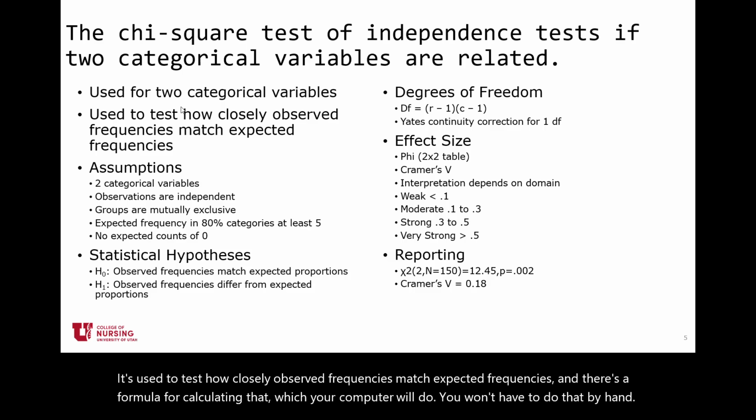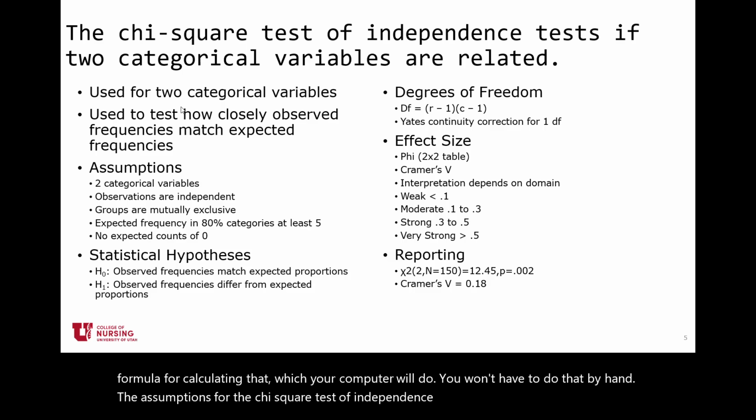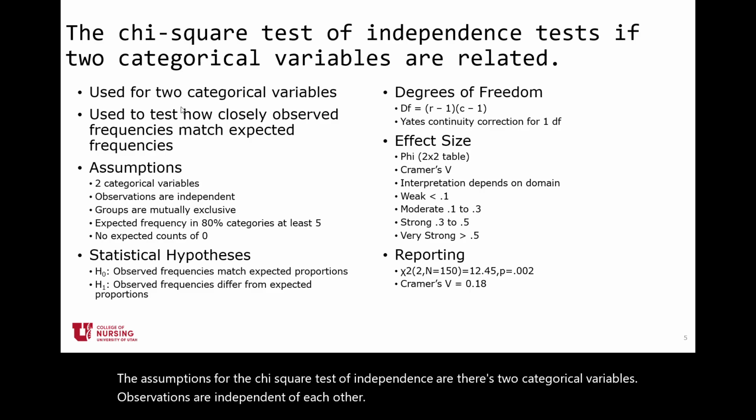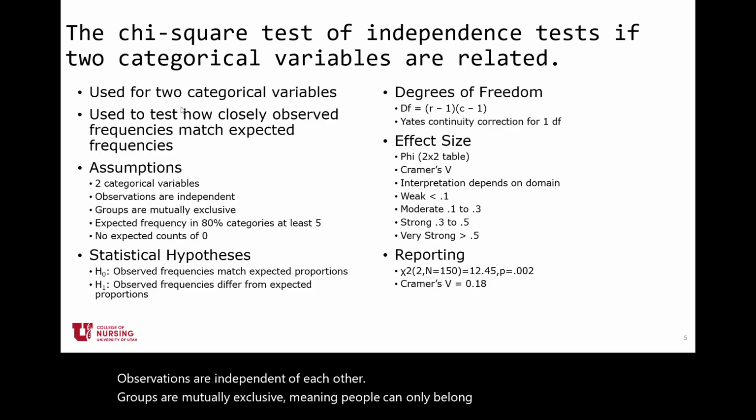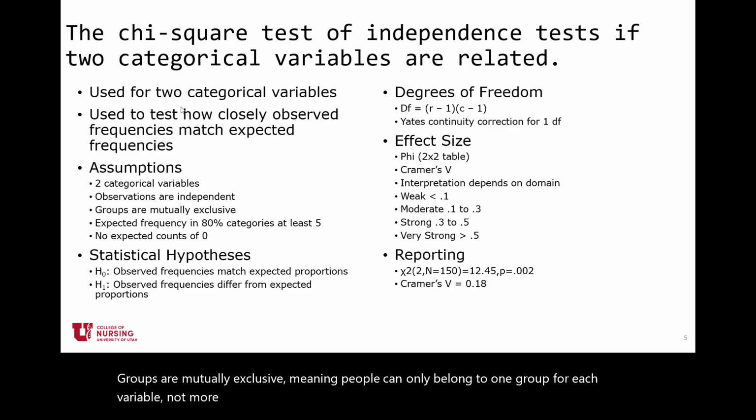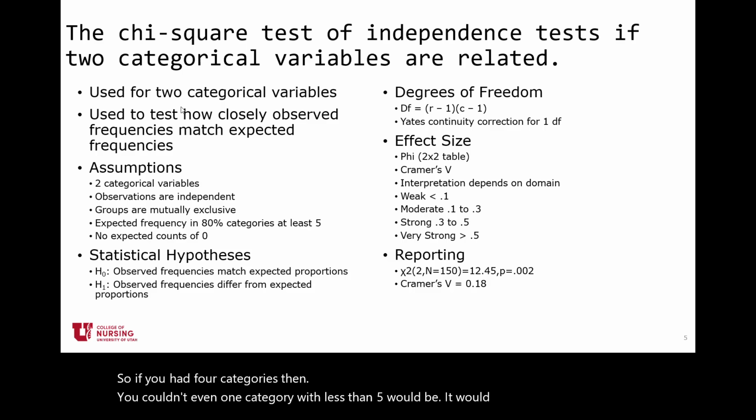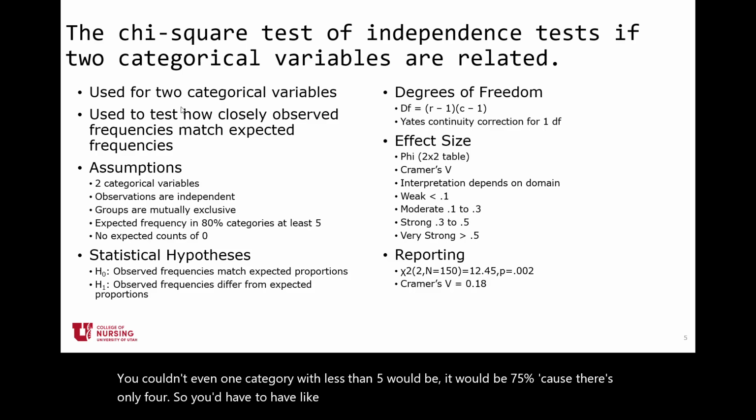The assumptions for the chi-square test of independence are there are two categorical variables, observations are independent of each other, groups are mutually exclusive, meaning people can only belong to one group for each variable, not more than one. Expected frequencies in 80% of the categories is at least 5. So if you had 4 categories, even one category with less than 5 would be 75%, because there's only 4. So you'd have to have like 5 categories and only one of those be less than 5. And there can be no expected counts of 0 in any of the categories.